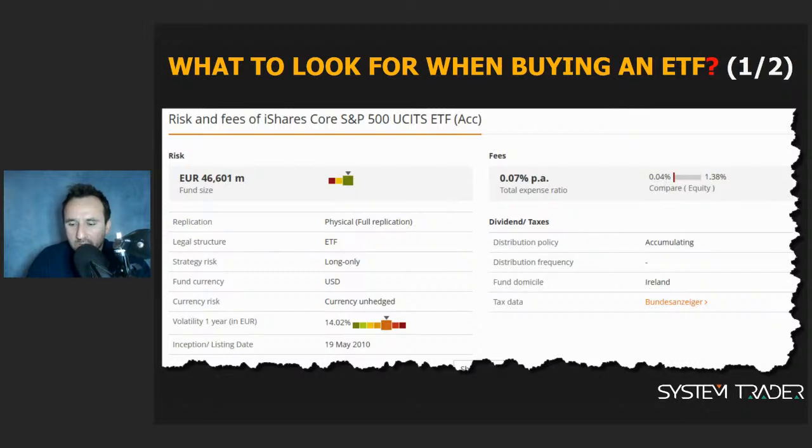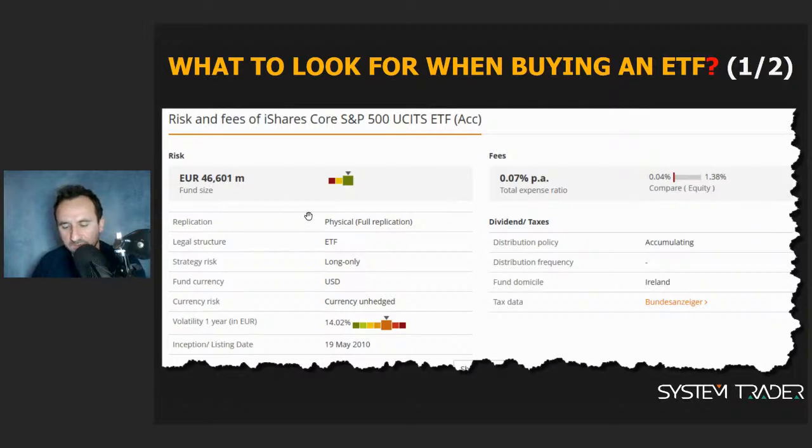And I will show you two screens from two different services where you can find ETFs. The first one is for European investors, justETF.com. And what you should look at, first of all, the fund size. The bigger the ETF is, the better, because that means that there is a lower likelihood that that fund will be closed. And by the way, even if an ETF is closed and you have money invested in that ETF, that doesn't mean that your money is lost. But obviously, the bigger the ETF is, the better for us.